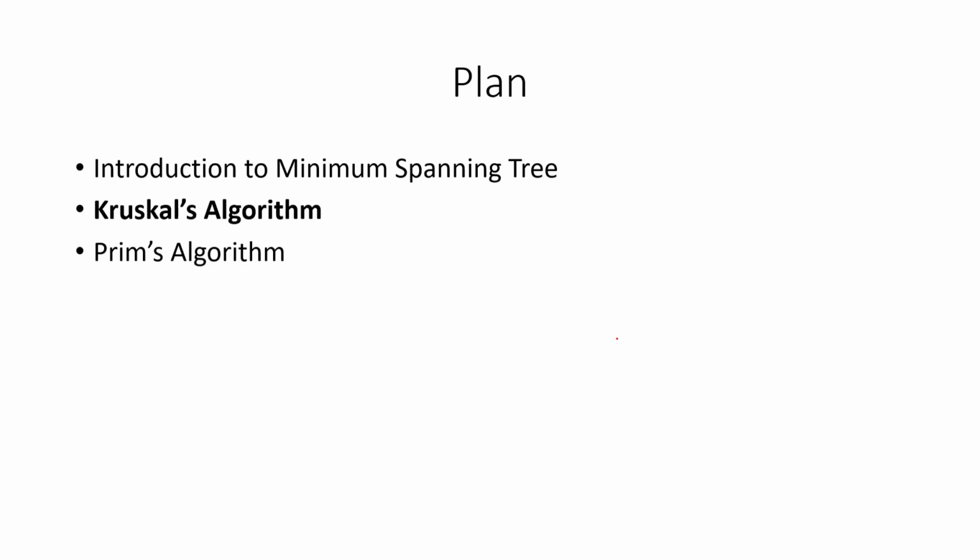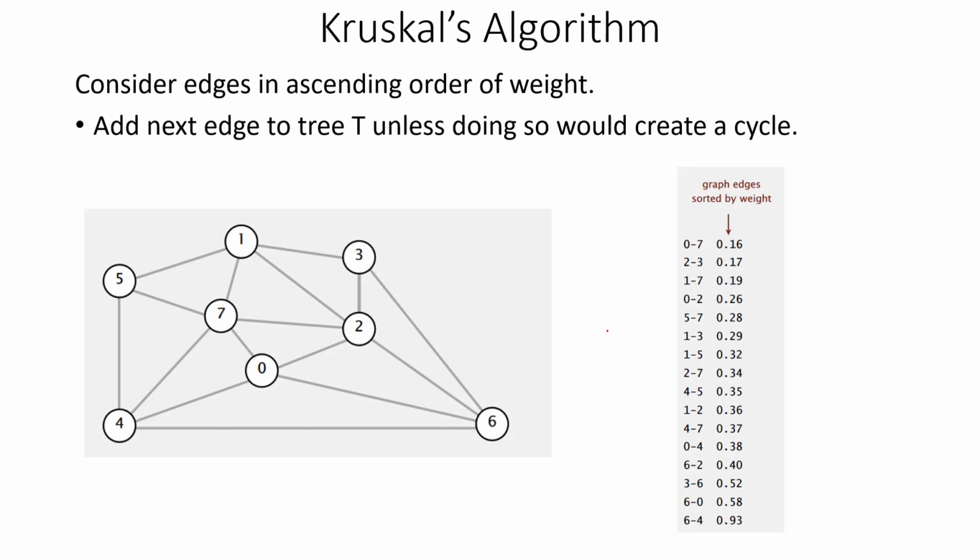So next, let's talk about Kruskal's algorithm. What is Kruskal's algorithm? In Kruskal's algorithm, in order to find a minimum spanning tree, first we need to sort the edges in ascending order. Then we add the next edge to the tree unless it would create a cycle.